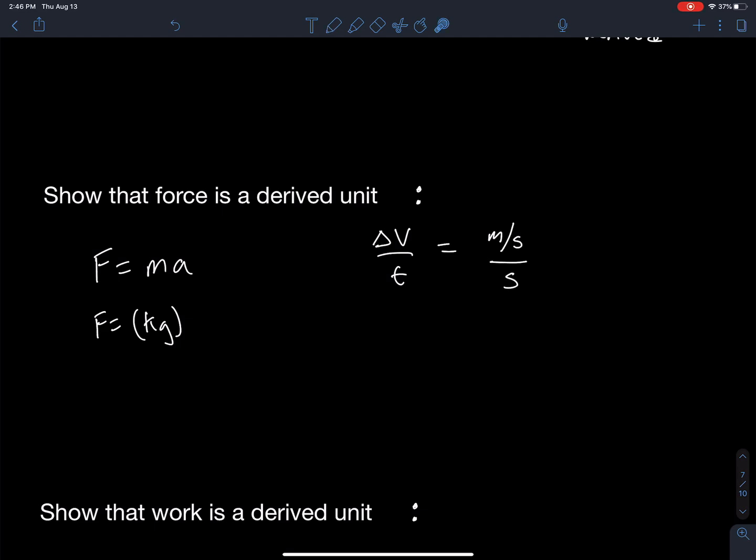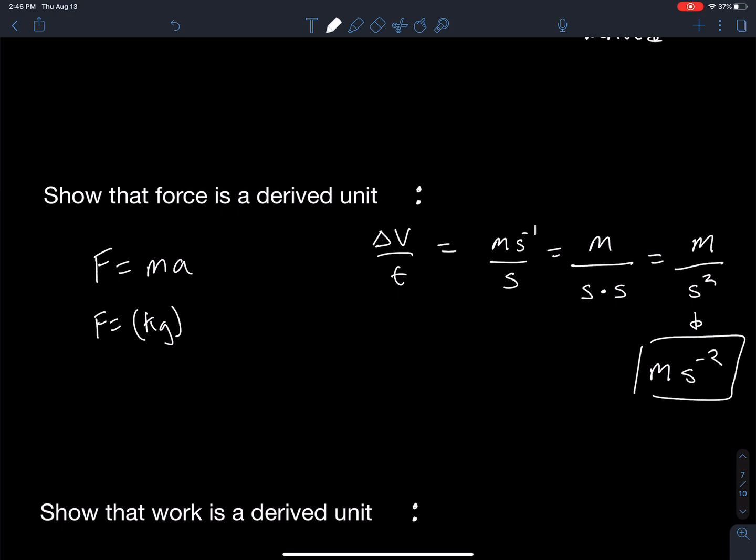You see how I'm writing this? This is why we don't do this. It's so confusing. So instead of writing it that way, I should always be writing it that way, which is informing me that the s has to go down to the bottom. So really what that means is m over s times s, which is equal to m over s squared, which if I want to write that is m s to the -2. So acceleration is meters per second squared.